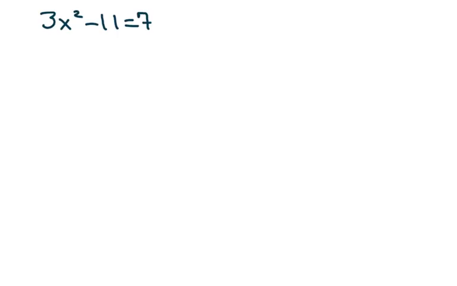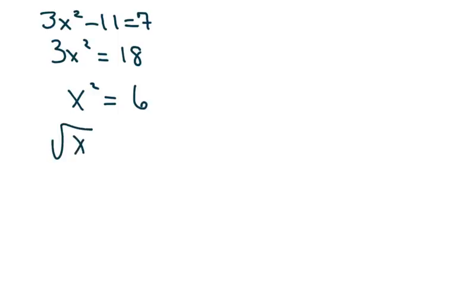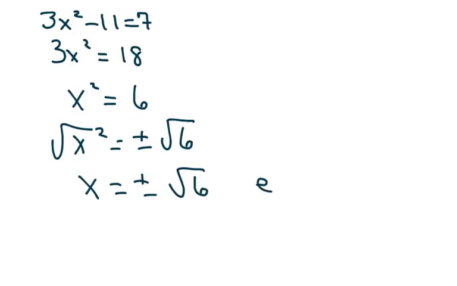Okay, the next one, I'm going to move the 11 over. So I'm adding 11 to both sides. 7 plus 11 is 18. Divide both sides by 3, and we get 6. In this case, we square root both sides. Don't forget to put the plus and minus. And so x equals plus or minus root 6. This is an exact solution, or it's exact two solutions basically here.